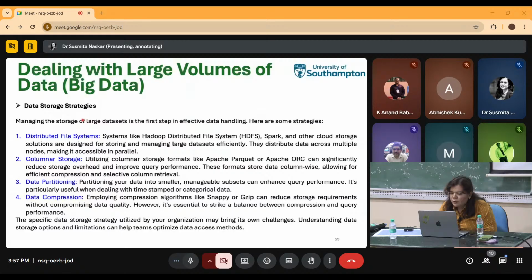And then another way is columnar storage, right? This breaks the data set into very small and manageable sections, subsets or groups. And what does it do? It helps query speed. It helps performance, especially when we talk about time span or categorical data. Compression saves space without sacrificing data quality. However, it's essential to balance compression and query performance to avoid slowdowns.